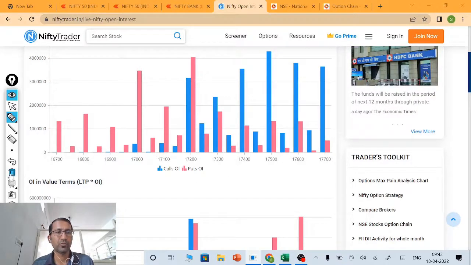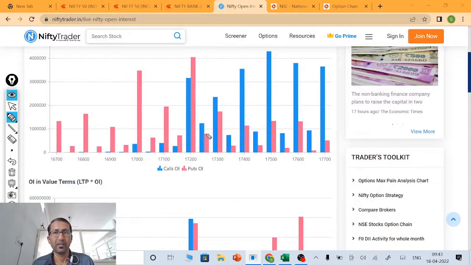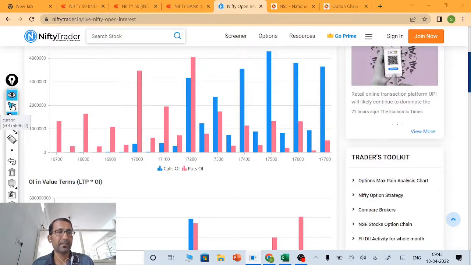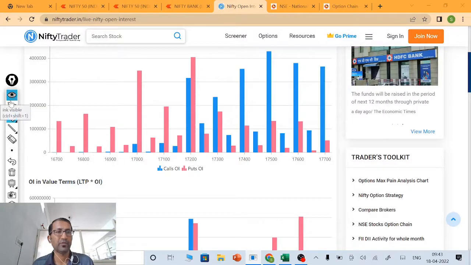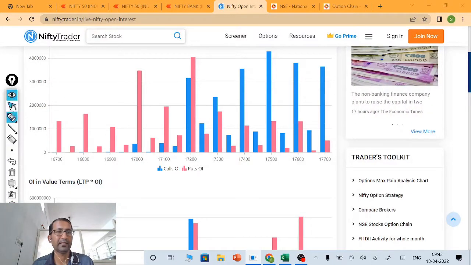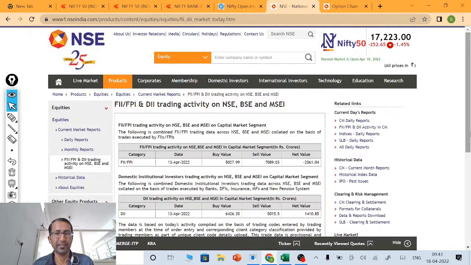Now let me come to the FII statistics. Yes, so FII statistics are here. FIIs were net sellers to the tune of 2000 odd crores, and DIIs were buyers. So there is DII buying, and there is net FII selling. Because there is a buzz of the LIC IPO coming, DIIs are holding on to the markets.